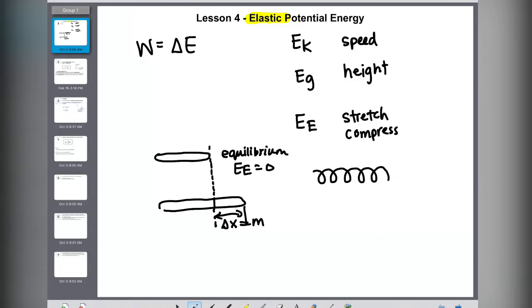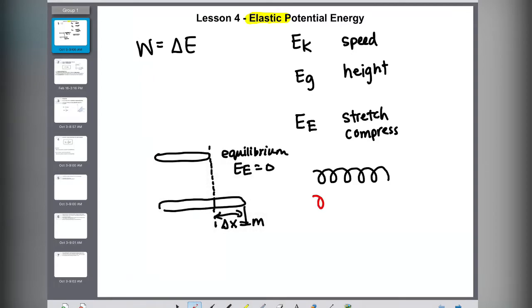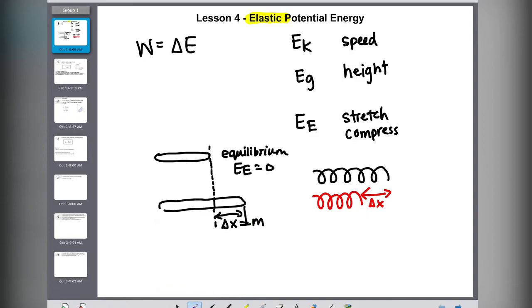So if this is a spring that is at equilibrium, it is not stretched or compressed. If I compress it, we always still talk about the distance of the length change as delta x, or vice versa. If I stretch out the same spring, the amount that it got stretched out compared to the equilibrium is called delta x, and that's the distance compared to when it's not stretched or compressed.